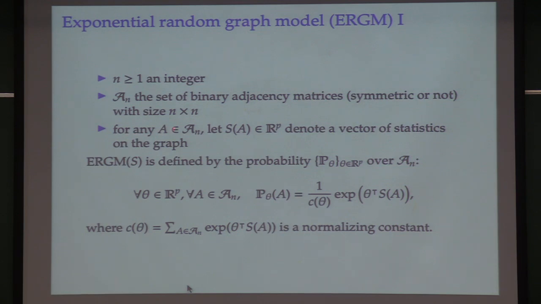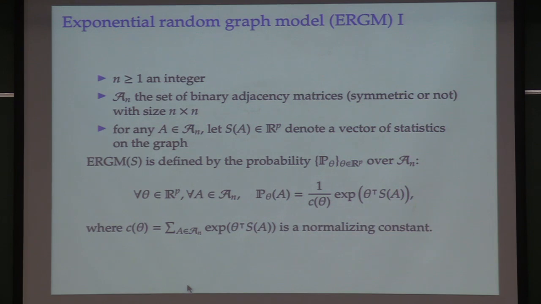And for any matrix, a potential adjacency matrix, you consider a set of statistics, so a set of descriptors, S(A), and it's a vector. You can have p different descriptors of your adjacency matrix. So these are quantities that you measure on the adjacency matrix. So it's a vector of statistics of the graph. We'll see some examples of statistics that you can choose in practice.